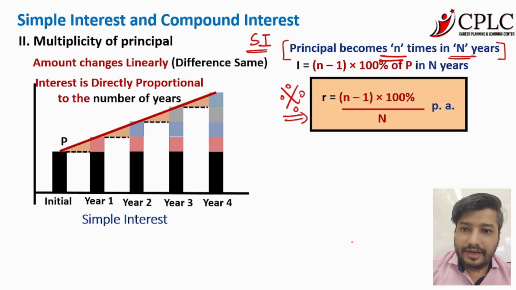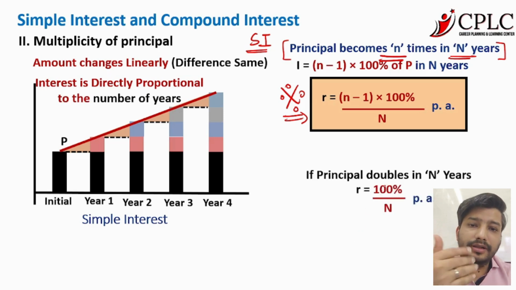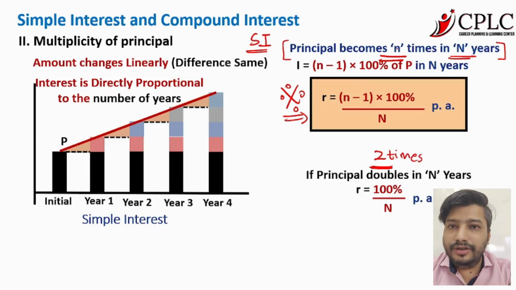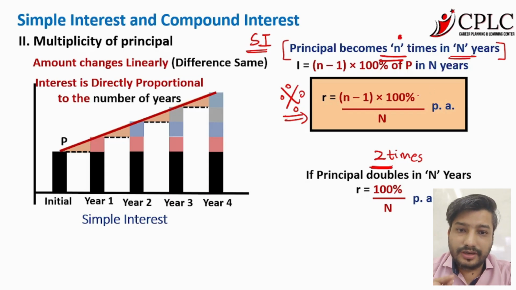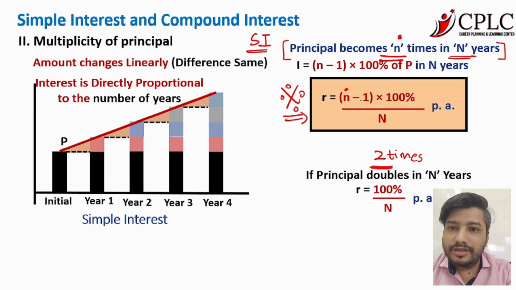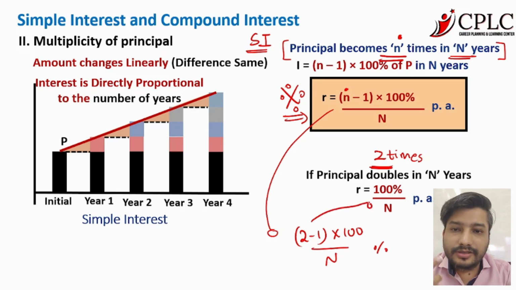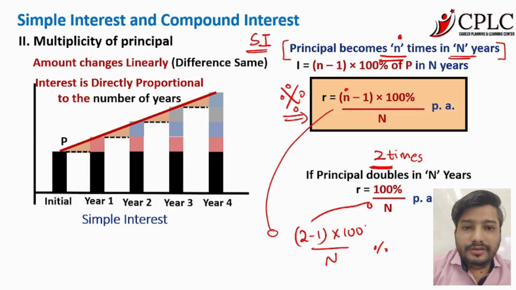The second idea connected to that, where they might say principal doubles in N years. Now understand this, principal doubles means how many times it is going to become. So it is going to become 2 times, correct? So what you can simply do here is substitute 2 for small n in the same original formula, and when you do that, this becomes (2 minus 1) into 100 upon capital N, correct? So 2 minus 1 is 1, into 100 is 100% upon N. So you get the same idea.